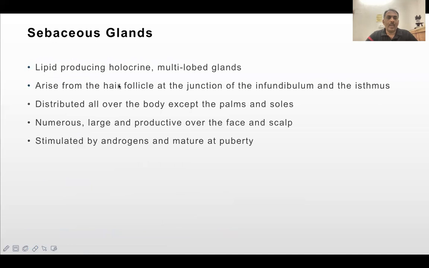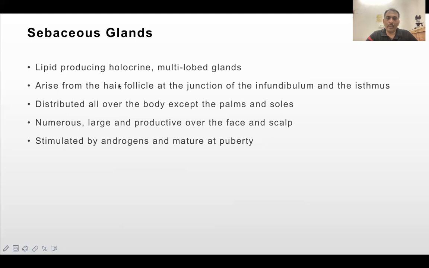The next appendage of the epidermis is the sebaceous gland, which are lipid-producing holocrine multilobulated glands. The various types of glands you must have read in the first MBBS are holocrine, eccrine, apocrine. So these sebaceous glands are holocrine lipid-producing glands.